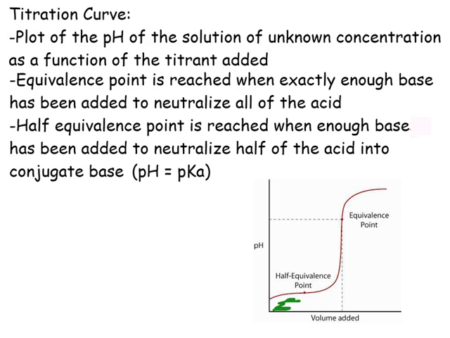And the equivalence point is when exactly enough base has been added to neutralize all the acid. Okay? And the half equivalence point is reached when enough base has been added to neutralize half of the acid into conjugate base. And this has an interesting property because at this point pH would be equal to pKa, and they ask this a lot on tests, I'll just tell you that.